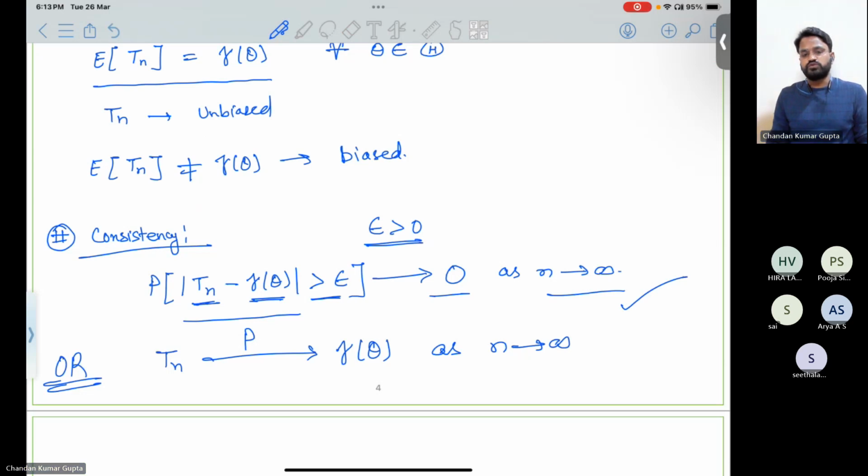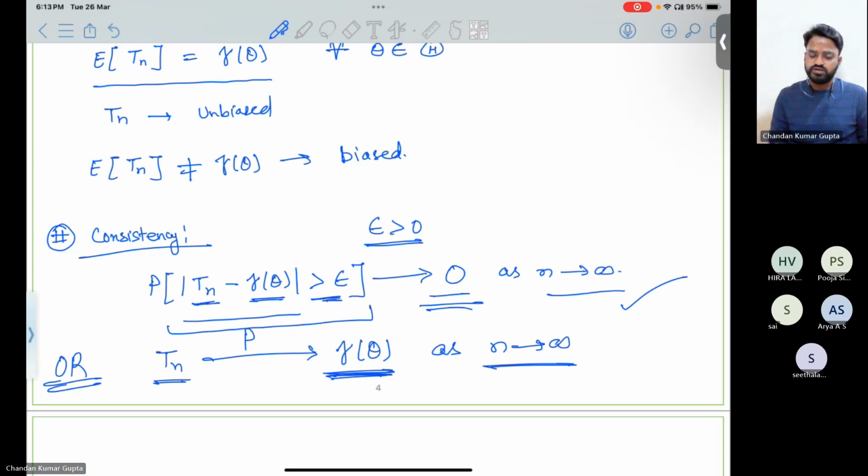This probability is 0, which means it is not possible for the event to occur. We are not going to equate it; we are tending to 0 as n tends to infinity. So this is called consistency. Our estimate is consistent, which means it gives the right solution. It converges to the true value for larger n.